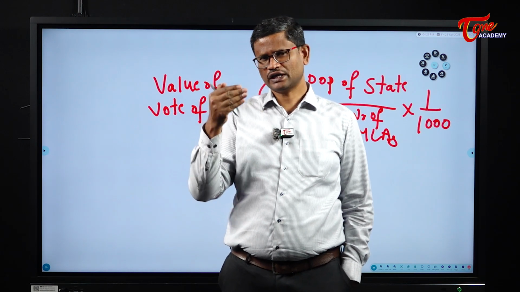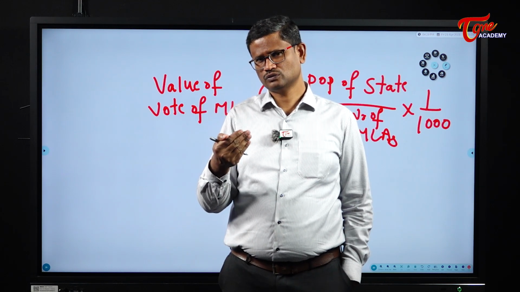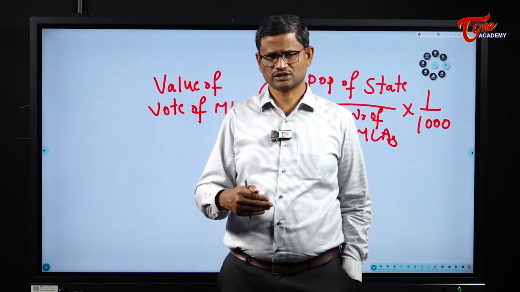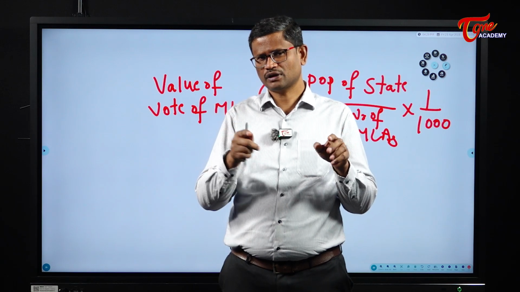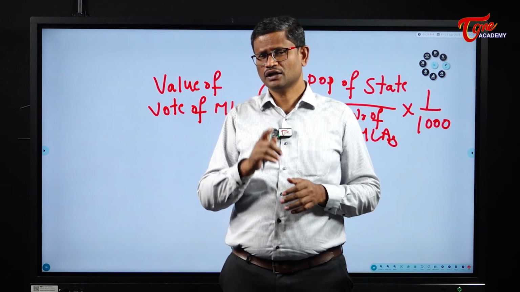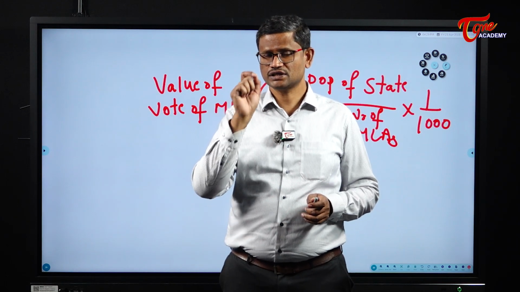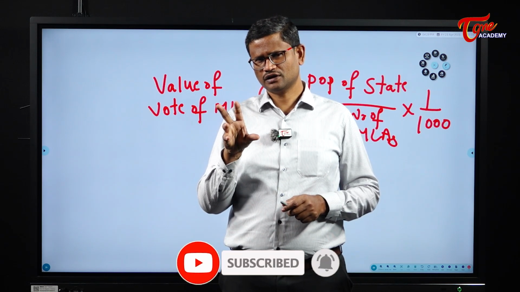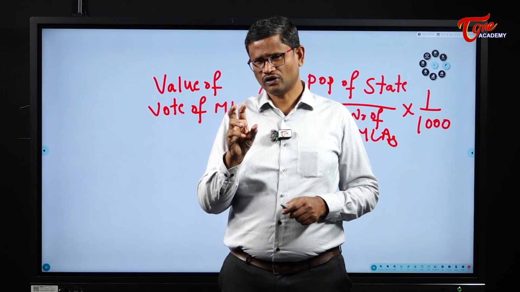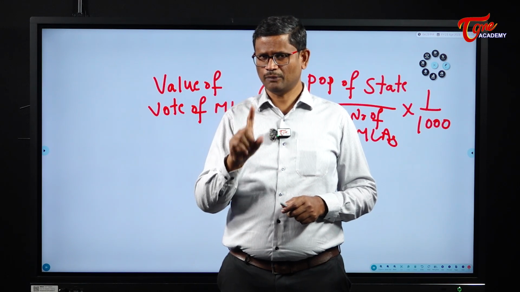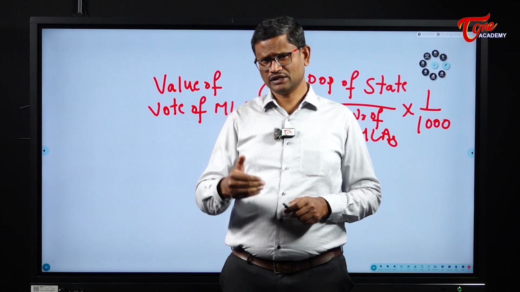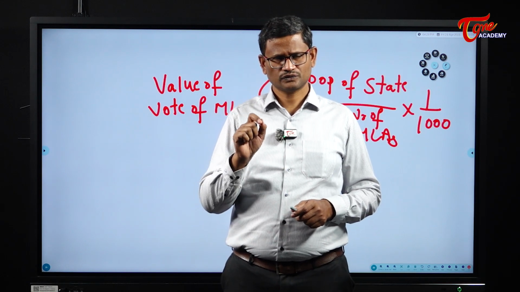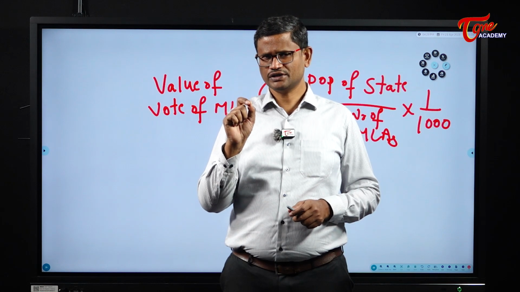Like this, if you calculate the value of the votes of all the MLAs in all the legislative assemblies in this country, and divide that by the total number of elected members of parliament, that will give you the value of the vote of each MP. So how do you calculate the value of the vote of an MP? First you calculate the total value of all the votes of all the MLAs in the legislative assemblies, and divide that by the total number of elected members of Lok Sabha and Rajya Sabha. That will give you the value of the vote of each elected MP.